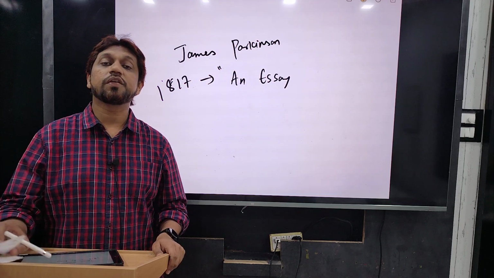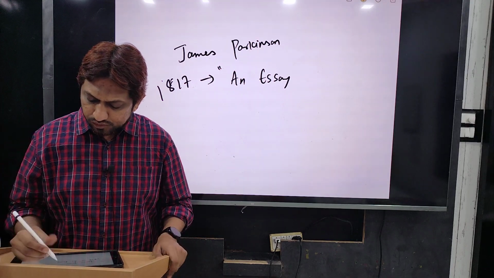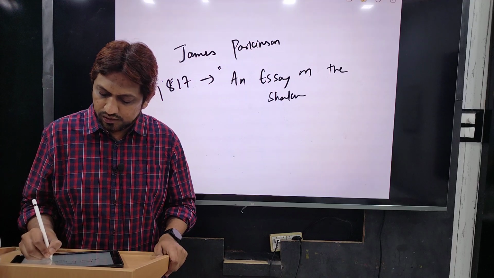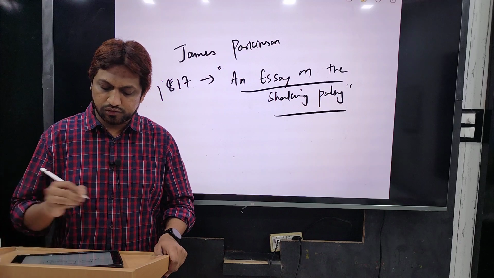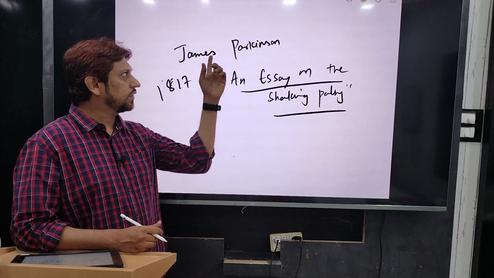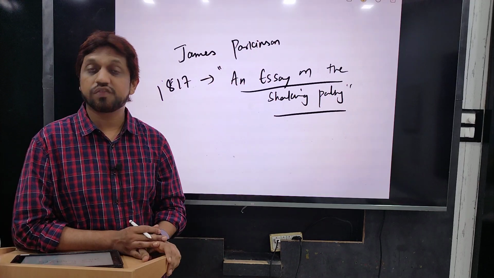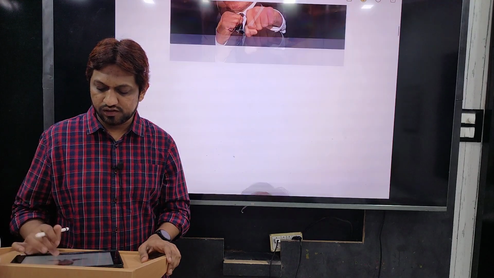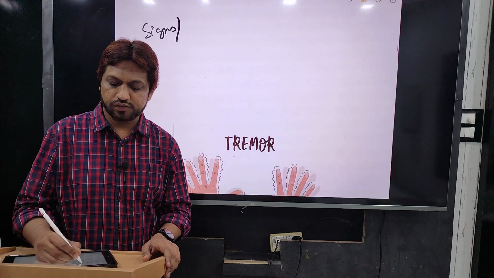He published an article, an essay on the shaking palsy, in the year 1817. After that, this concept became clear to mankind, and much research was done on it. The disease was named Parkinson's disease after James Parkinson. With this introduction, let us finally see the signs and symptoms of this particular disease.